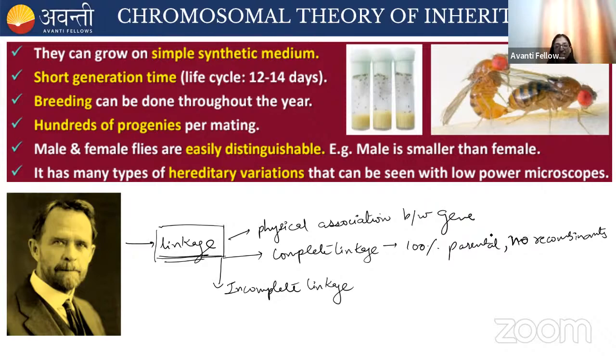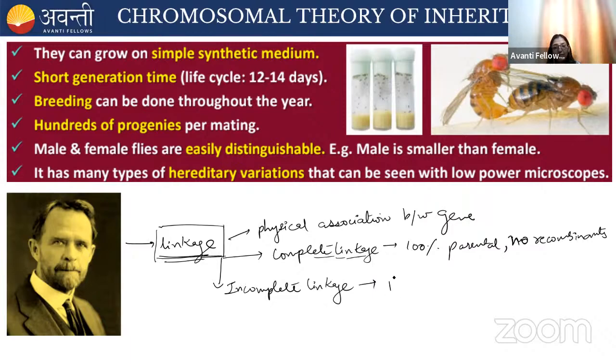That means no recombinants, meaning no non-parental type. Recombinants are also known as non-parental type. So if there's a complete linkage, that means even after the crossing over, we are getting 100% parental progeny and no recombinants are obtained. That is the case of complete linkage. That means the genes are completely linked and they cannot be separated during crossing over.